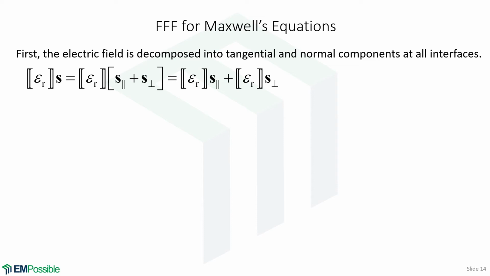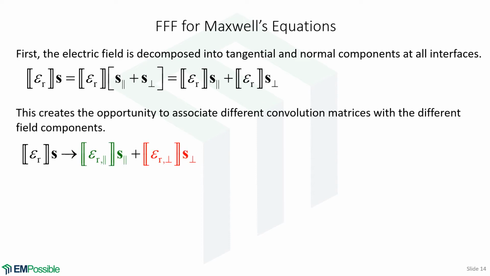Okay, so once we Fourier transform and jump to matrix form, we have our convolution matrix operating on this column vector S. Well, our boundary conditions apply differently whether they're parallel or tangential components. So we can decompose our electric fields into parallel and tangential components. And of course, the sum of those two is our overall electric field. Then we can multiply this out, and we end up with our convolution matrix operating on the parallel component or tangential component, and our convolution matrix operating on the perpendicular component. This now gives us an opportunity to mess with these convolution matrices differently. We can do something to the convolution matrix operating on the tangential component and do something to the convolution matrix operating on the perpendicular component.